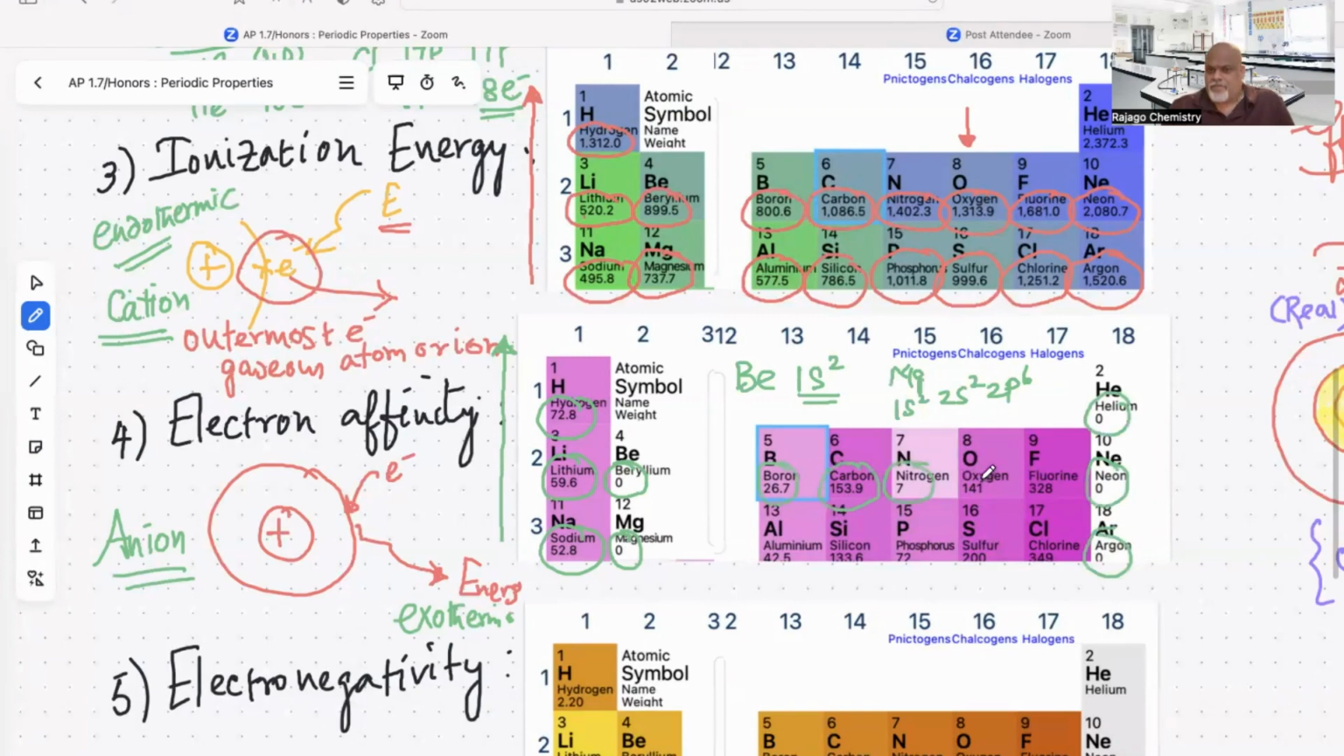Nitrogen is 7. Why is nitrogen 7? It's 1s2, 2s2, and 2p3. If you look at 2p3, the subshell is half full. If I have to take another electron, it has to pair the electron. So it does not want to pair up the electron. It doesn't want to pay much of a price.